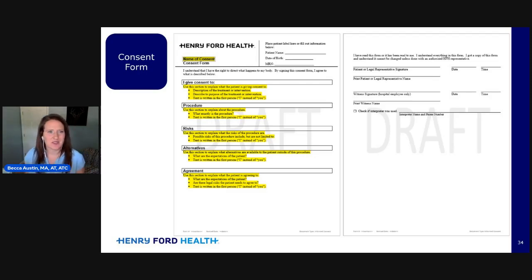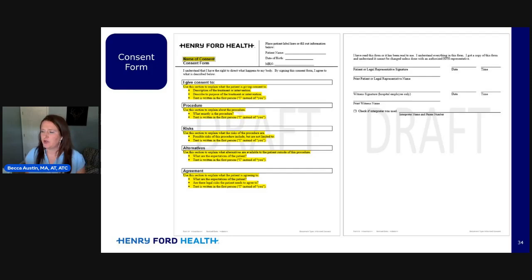So I know it's hard to read, so I'll read that for you. At the very top, it says, I understand that I have the right to direct what happens to my body. By signing this consent form, I agree to what is described below. And then you can see there's different headers. And again, this is where our employees will go fill out the appropriate information.